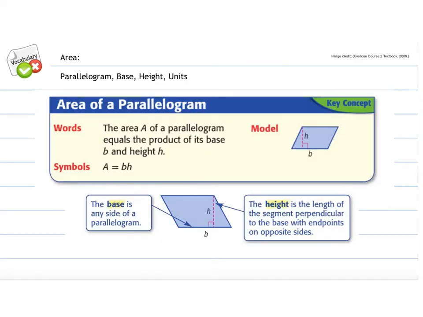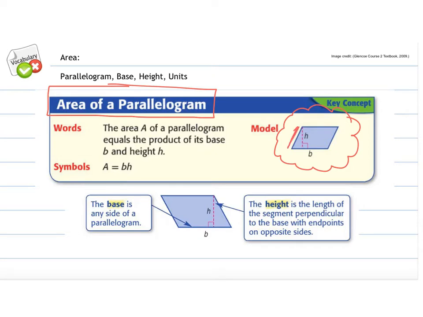So first one we're going to talk about is area of a parallelogram. So please write this down. Area of a parallelogram. Draw yourself a model of a parallelogram. Remember, a parallelogram has two sets of parallel sides. It's a quadrilateral, so 4 sides, 2 sets of parallel sides. So we can see that these sides are parallel, these sides are parallel, so that's what makes it a parallelogram.